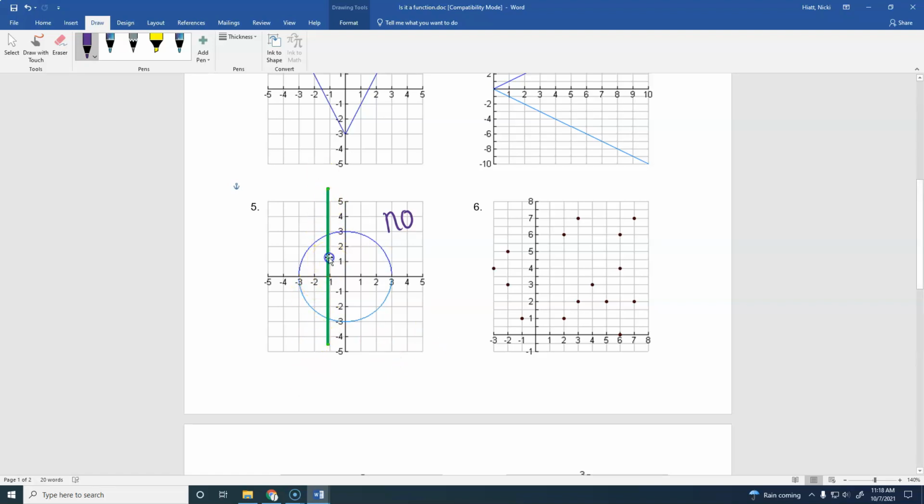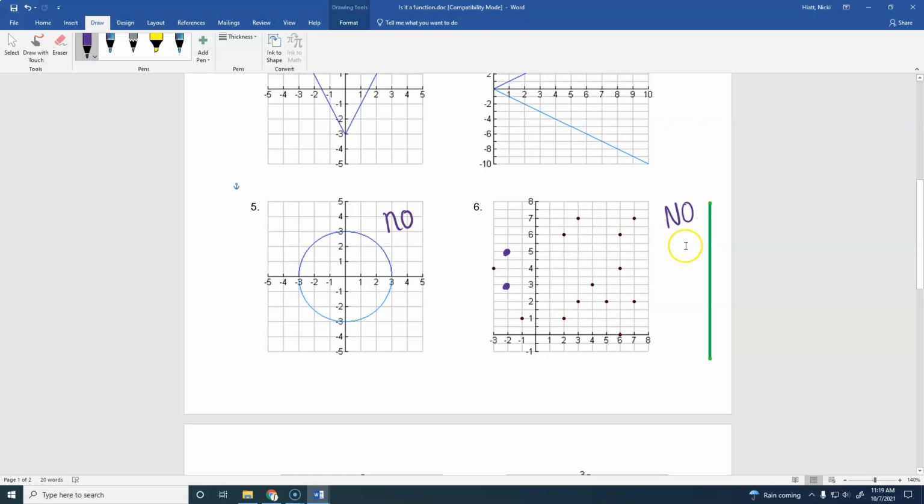6 is a little tough to see, so I'm going to pass the vertical line on each point for you. Oh, right here on that second line, that is a no, because you touch at 2 points right there. Yeah, there's even more. So 5 is no, 6 is no.